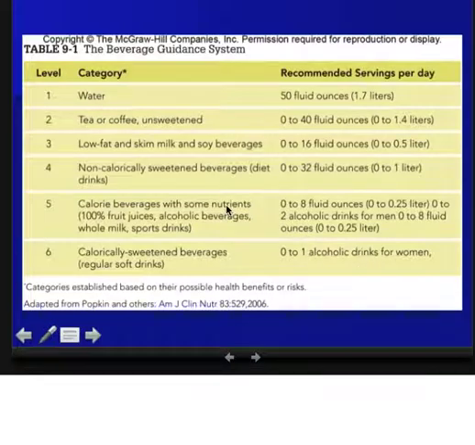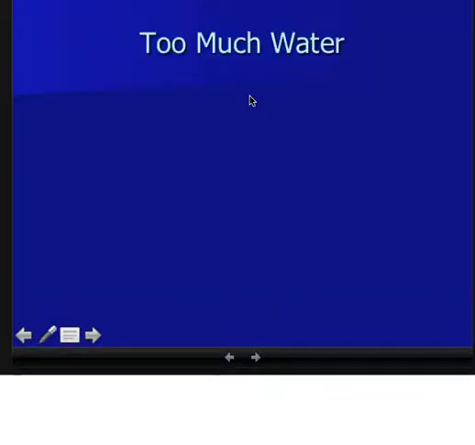So obviously you're going to get the most water with drinking simply water. So this is the most efficient way to meet your daily water requirements. But remember that we're constantly consuming water in the food we eat as well. So take that into account.